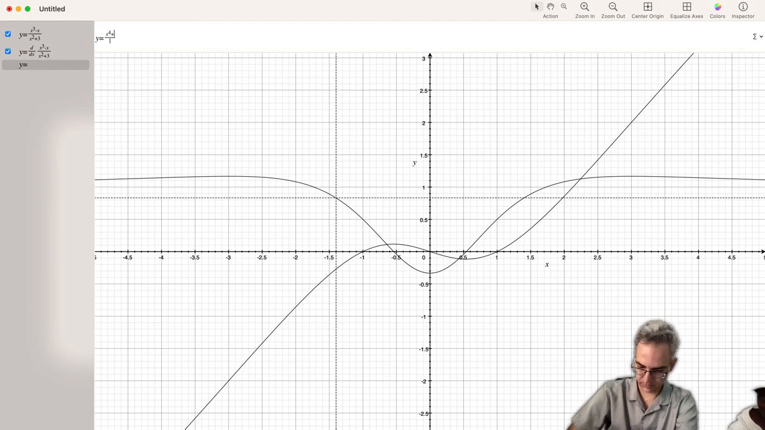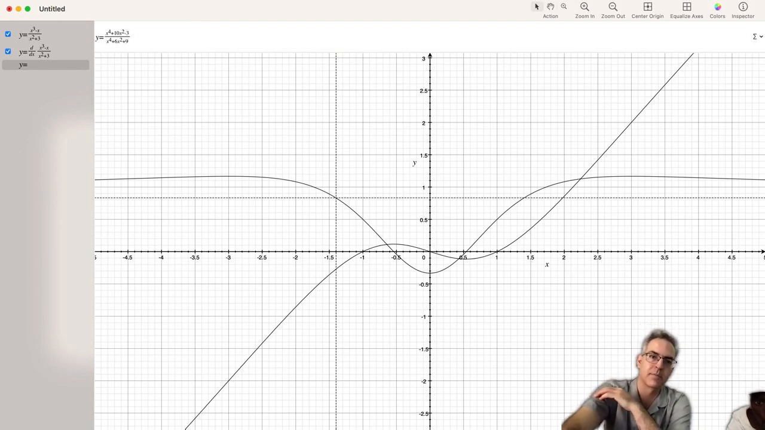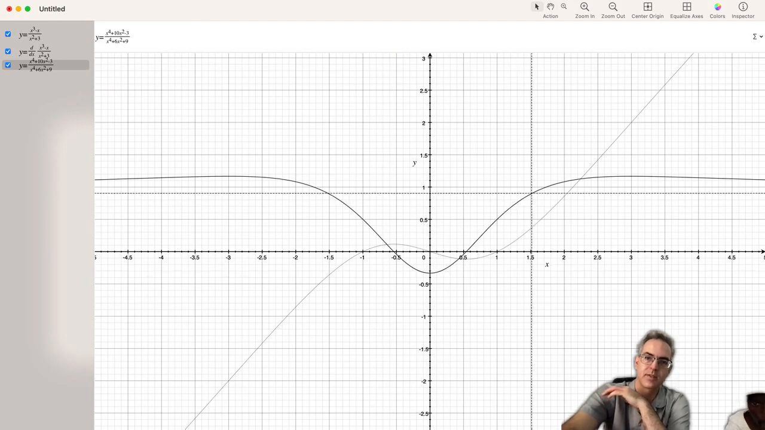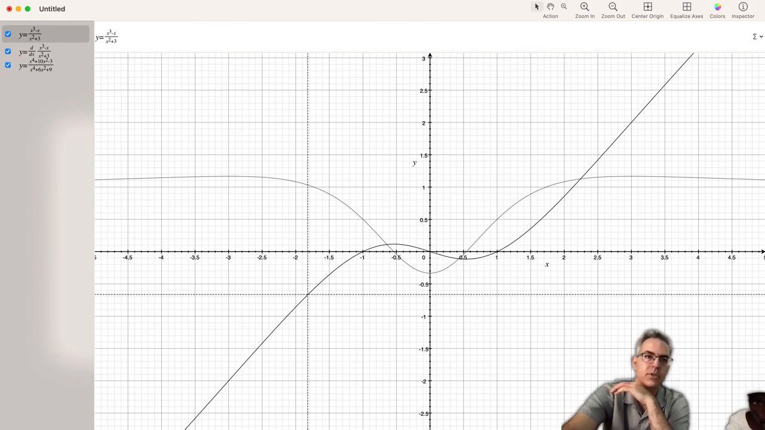x to the fourth plus 10x squared minus 3. And then all of this, x to the fourth plus 6x squared plus 9. And what should happen is that this equation should be exactly the same as this derivative equation, right? Yeah. So this is the original function, f divided by g.